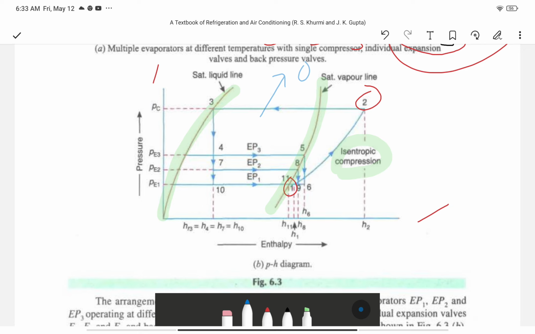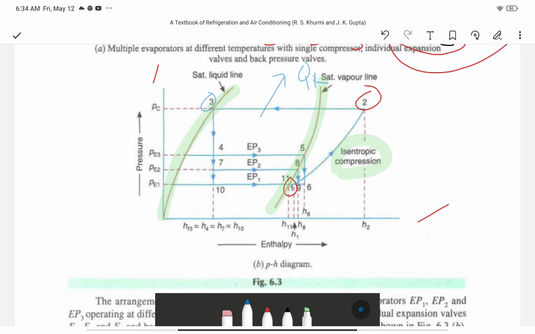Your refrigerant inside the pipe passes from 2 to 3 inside the condenser. It will reject heat, and eventually your superheated vapor refrigerant will become saturated liquid at point 3, right?